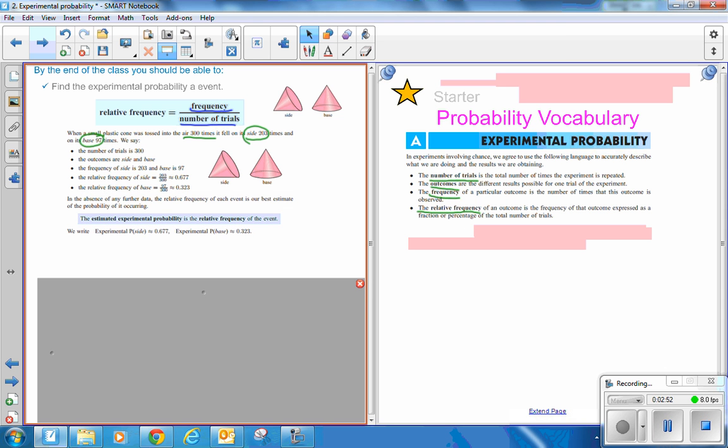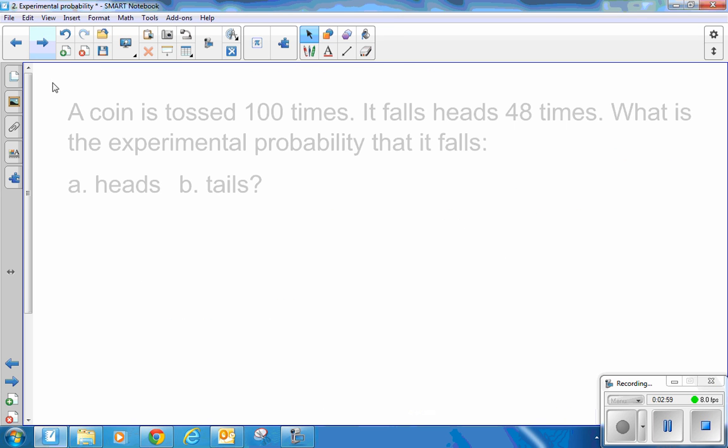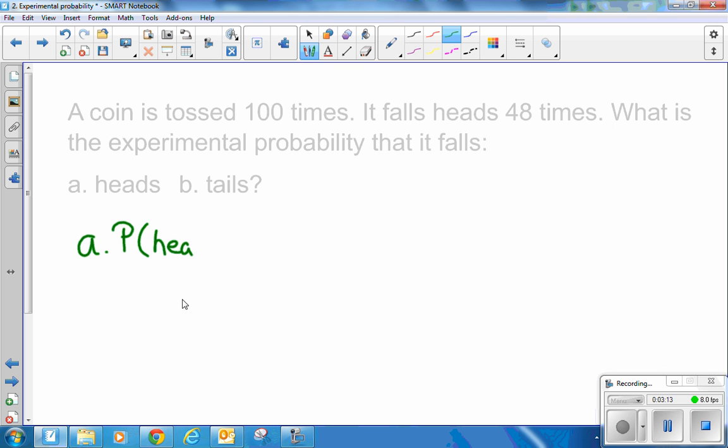Now, let's check another example. A coin is tossed 100 times, it falls heads 48 times. What is the experimental probability that it falls A, heads, B, tails? So A, for heads, the probability of heads is 48 divided by 100 in this case, which is 0.48.